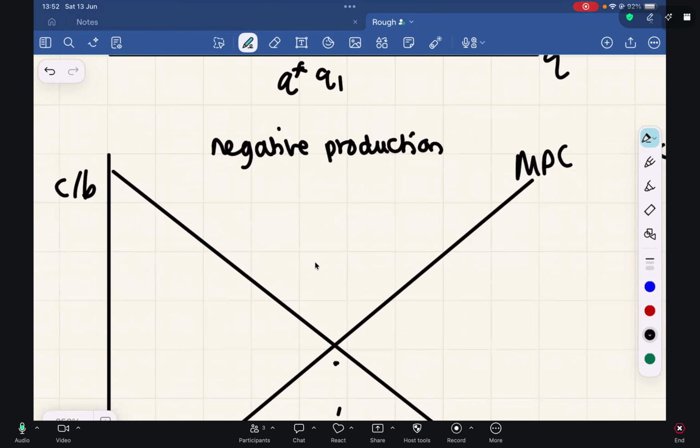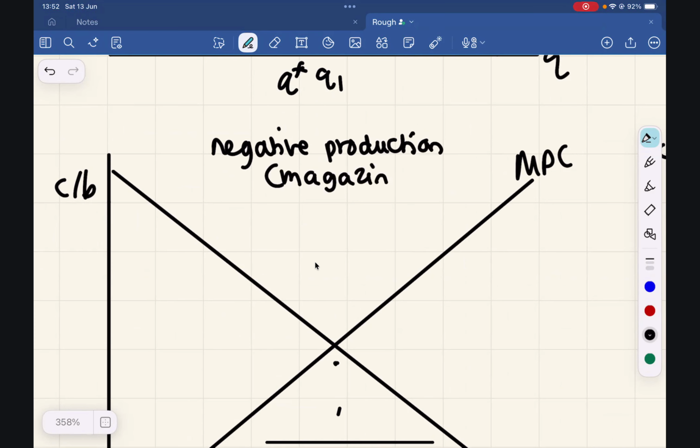So an example of negative production would be producing magazines. There's nothing specifically good or bad about reading a magazine. It's just a normal thing to do. It depends on whether it's an educational magazine or just an entertainment magazine. But the fact that you're producing magazines in this day and age means that you're cutting down trees, wasting paper, causing environmental damage when the magazine could have been an email or online, right?